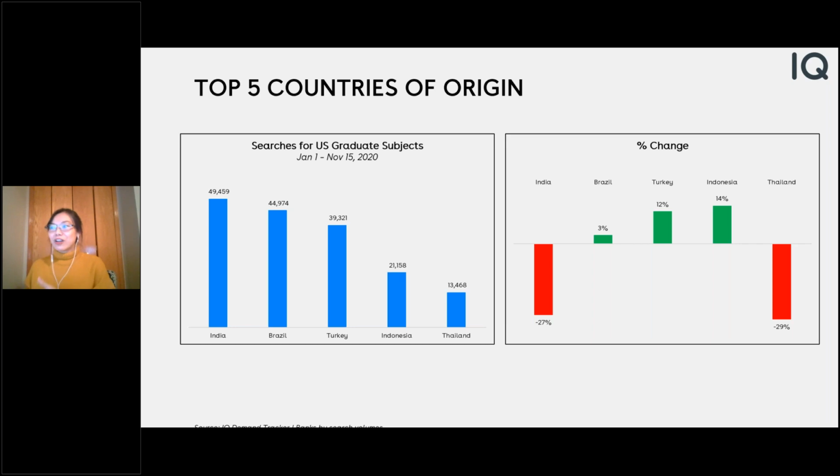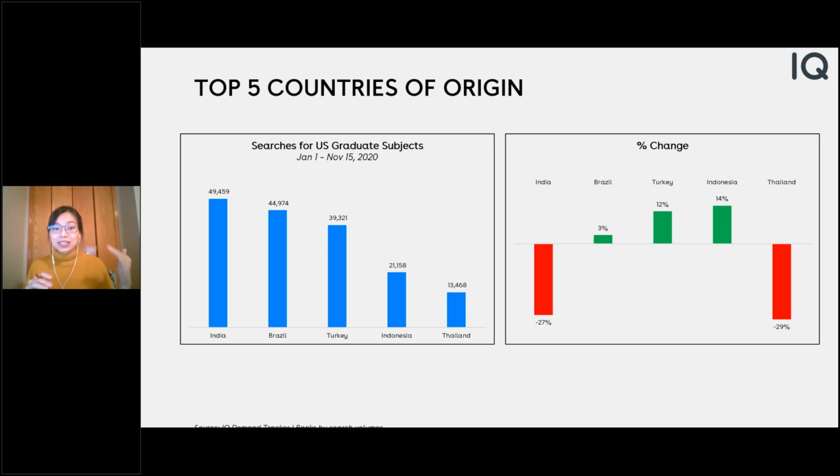I mean, Thailand is also big, but with the actual international student enrollment number, it's a lot smaller. So let's just focus on India here. When we take a look at the Open Doors data, we see that Indian students for postgrad, I think, declined by 5.7% this year.